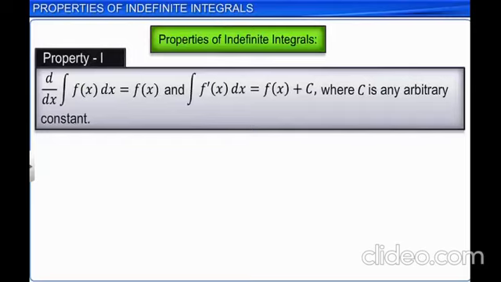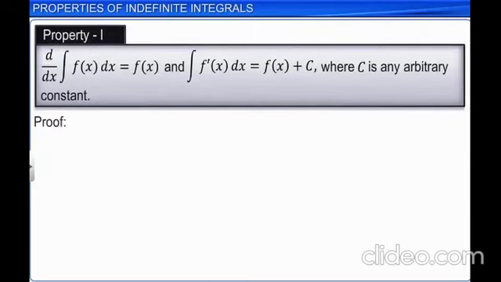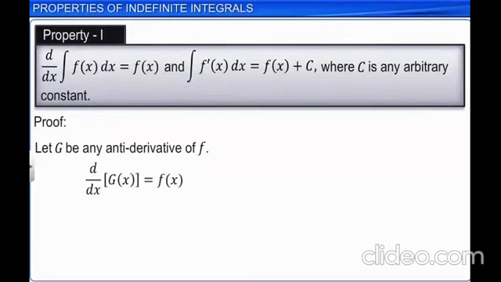Let's see the proof for this property. Let g be any antiderivative of f, that is, d by dx of g of x is equal to f of x. Let's take this as equation 1. Then, integral of f of x with respect to x is equal to g of x plus c, where c is a constant of integration. Let's take this as equation 2.